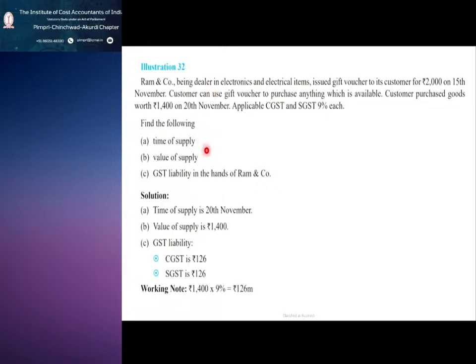Okay. So quickly we'll finish this. Ram & Co. being a dealer in electronics and electrical items.